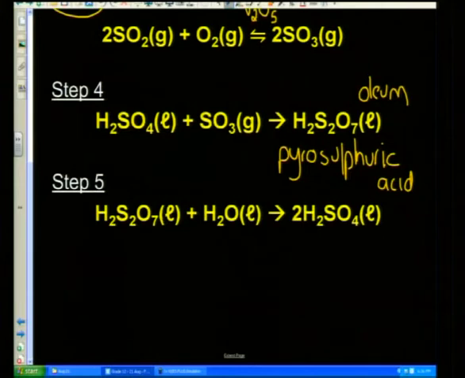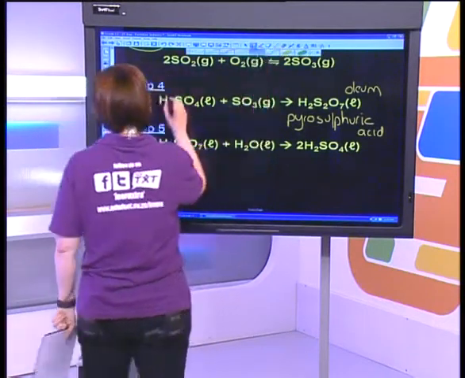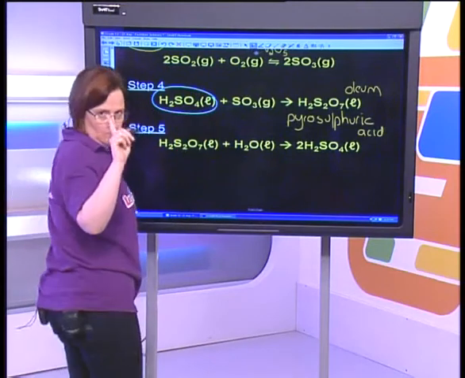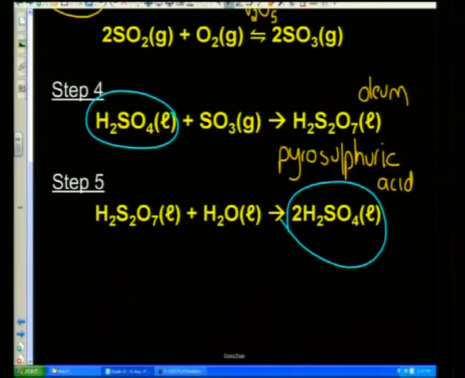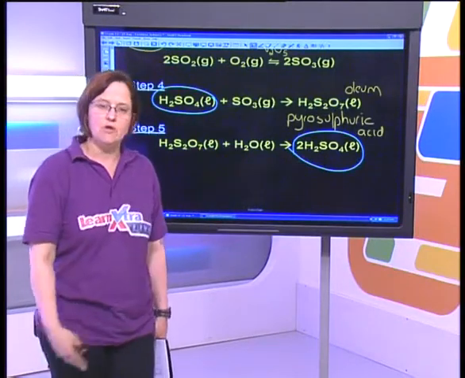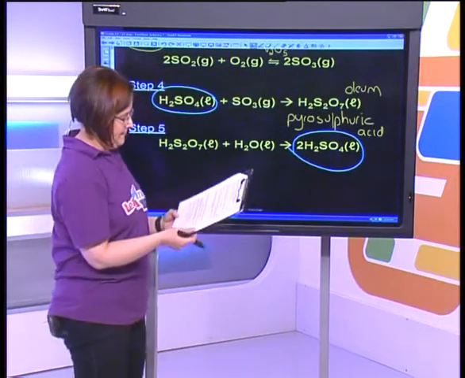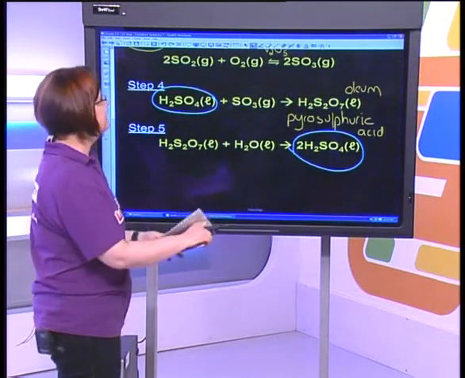This acid is far more soluble in water, so when I now dissolve it in water, I get sulfuric acid, but I want you to see something here, grade 12s. I put in 1 mole of pyrosulfuric acid, and I get out 2. So I double what I put in. It's like doubling your investment. It's like if you put 100 Rand into the bank, they give you 200. You get double what you put back. So we double the amount of sulfuric acid, which makes it a lot easier for us.